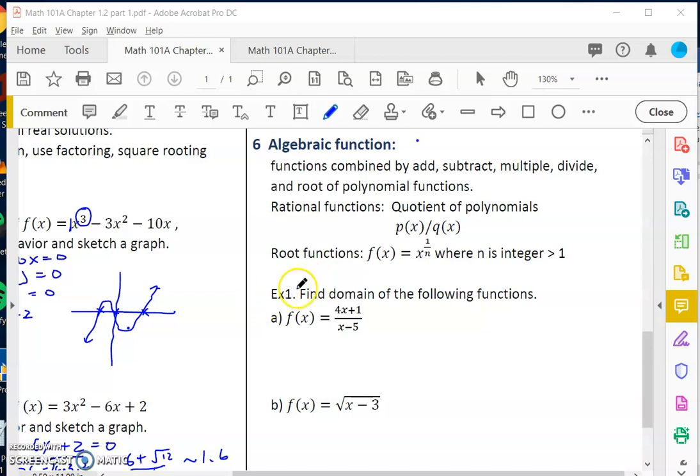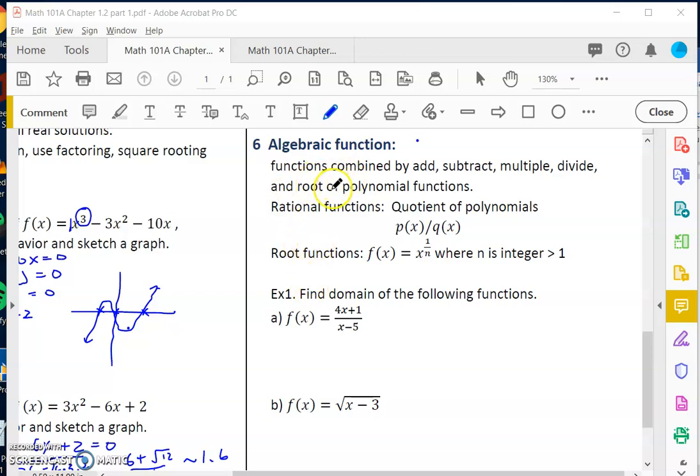Hello, this is for Calculus Chapter 1.2, Part 3, which is introducing all other functions other than polynomial functions. So we give them names and we want to analyze them in more detail, in particular the domains of the functions and also how to graph them.